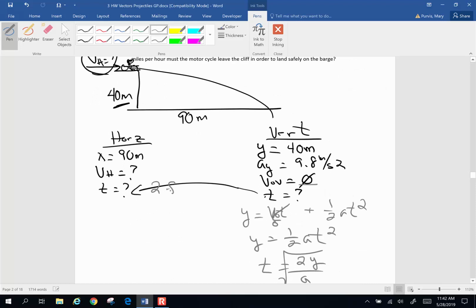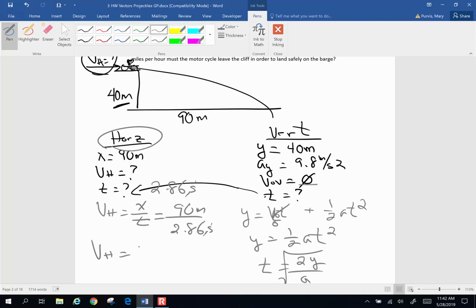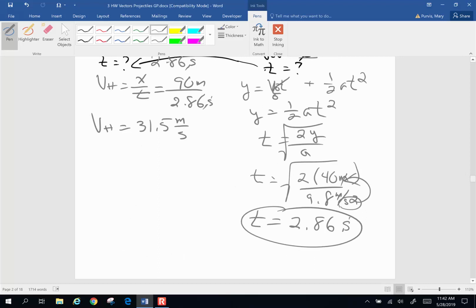2.86 seconds. We know on the horizontal side you only have one choice of equation, x divided by t. x is 90 meters. Time is 2.86 seconds. So what's the horizontal velocity going to be? 90 divided by 2.86, and we're going to end up with 31.5 meters per second. But they want to know that in miles per hour, so let's do a little converting.